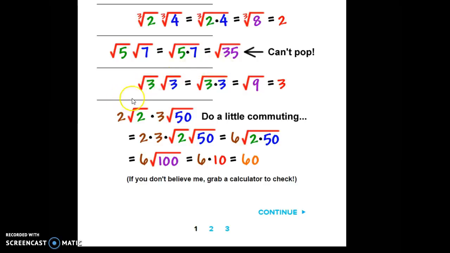One more example to look at. The square root of 3 times the square root of 3 is correctly written as the square root of 3 times 3, which is the square root of 9, which we of course know is 3, because 3 times 3, or 3 squared, is 9.